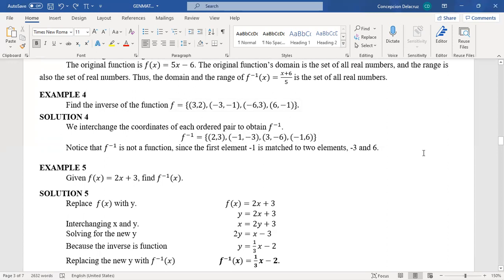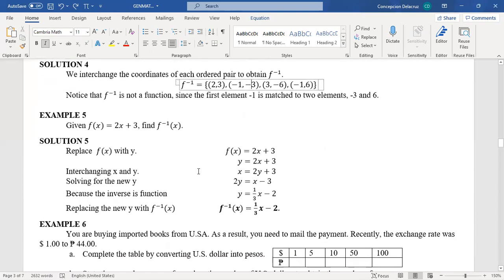So that's the inverse. However, notice that f inverse is not a function. Why? Because the first element, negative 1, is matched to two elements, which are negative 3 and 6. As you can see, our negative 1 is matched to two. So that's why it is not a function. We already discussed this in the last module, so we should not struggle with this.